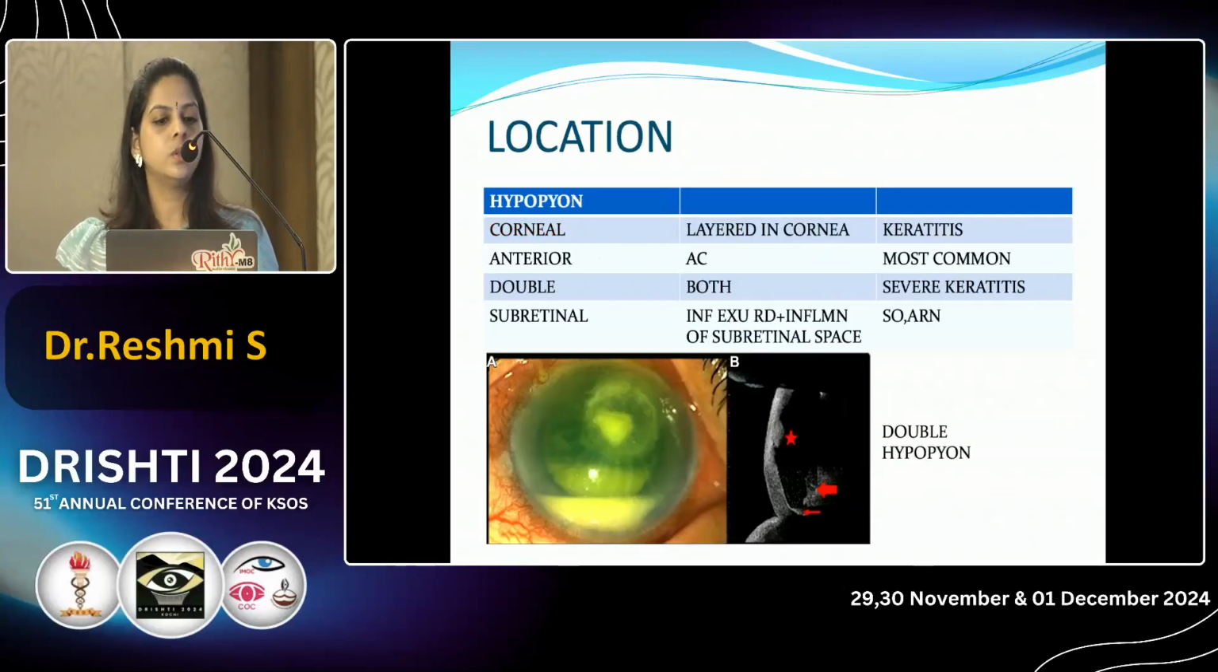Based on location also we can classify. It can be layered within the cornea as in keratitis. Usually it's seen in the anterior chamber. Double hypopyon can be seen both in cornea, anterior chamber and sometimes within the capsular bag. Subretinal hypopyon means inferior exudative RD with inflammation of subretinal space. This image shows a hypopyon within the anterior chamber as well as within the capsular bag with an endothelial plaque.